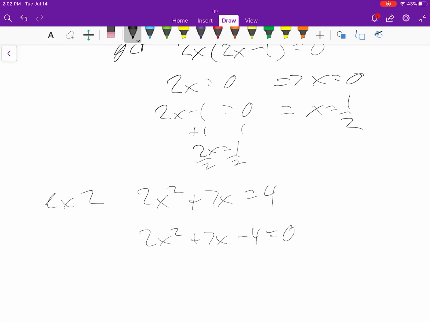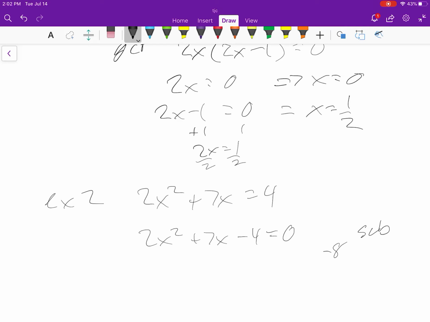So it looks like the correct form. Then you multiply your a and your c together. Well, 2 times negative 4 is negative 8. All right, that's our AC. We know that AC is negative, so we know we're subtracting. So I put over here we're subtracting.